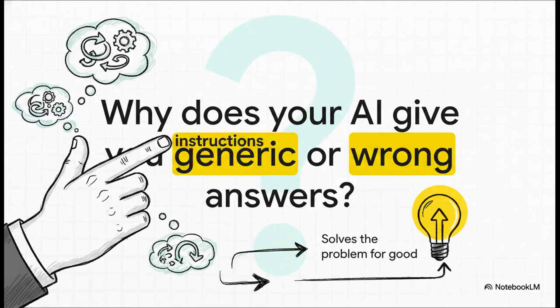So yeah, why does this happen, right? Why do these unbelievably powerful tools so often just completely miss the mark? Well, the answer isn't about the AI's intelligence. It's all about the instructions we give it. And we're going to solve this problem for good, starting right now.